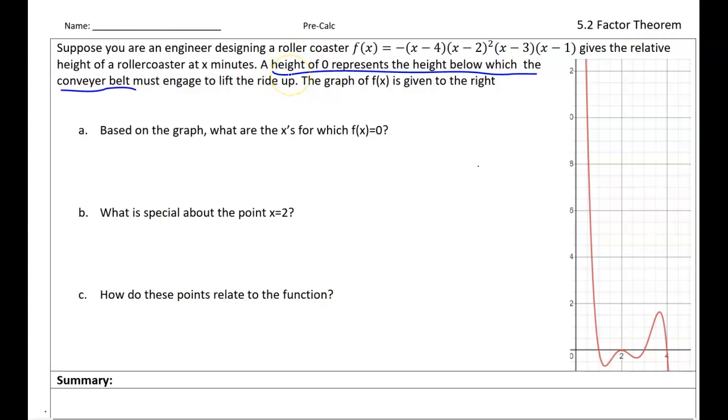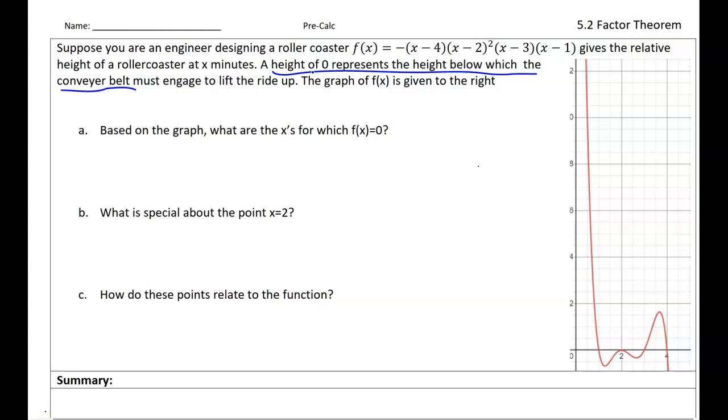In this lesson, we're going to focus on what this factored form of a function can tell us about the graph. And I've annotated a key point in this problem. I made this problem up specifically to study this idea. This problem is about roller coasters. Make sure you pause and read it.